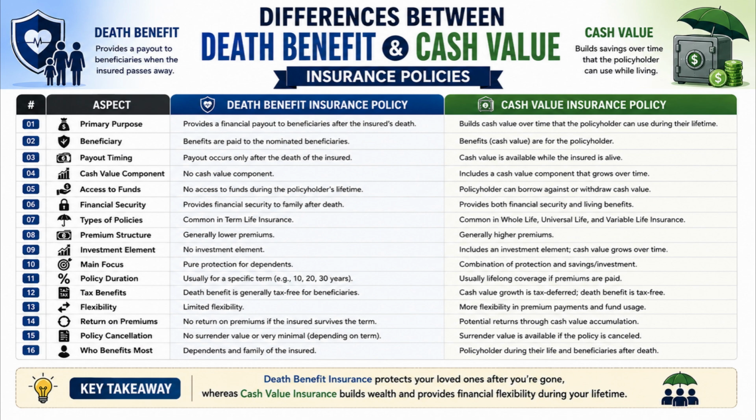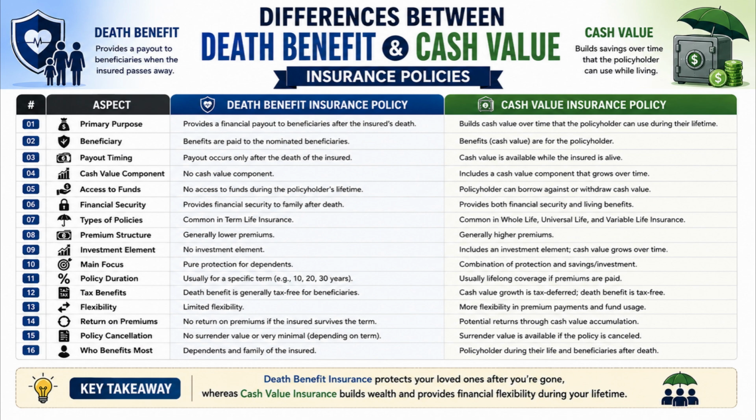Number 13. Death benefit insurance policies offer limited flexibility, whereas cash value insurance policies provide greater flexibility in premium payments and fund usage. Number 14. In death benefit insurance, there is no return on premiums if the insured survives the term, whereas cash value insurance may generate returns through accumulated savings.